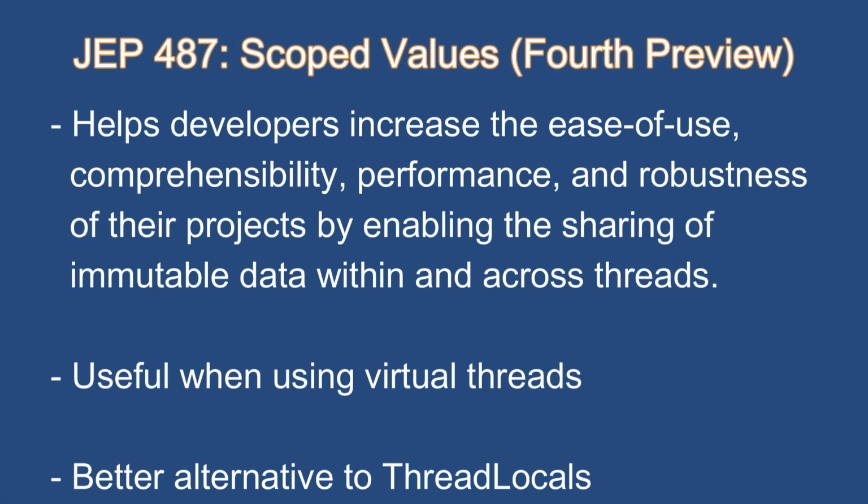The next library feature is scoped values, which is a fourth preview covered under JEP 487. It helps developers increase the ease of use, comprehensibility, performance, and robustness of their projects by enabling the sharing of immutable data within and across threads. So it is very much useful for virtual threads. It is a good alternative to thread locals if you have used them.